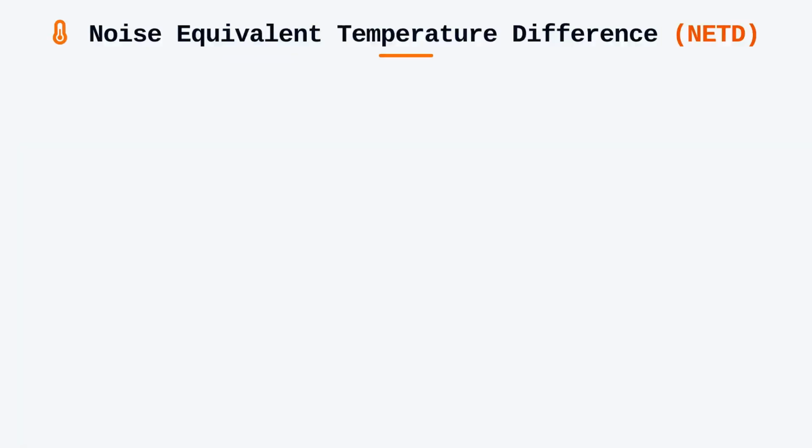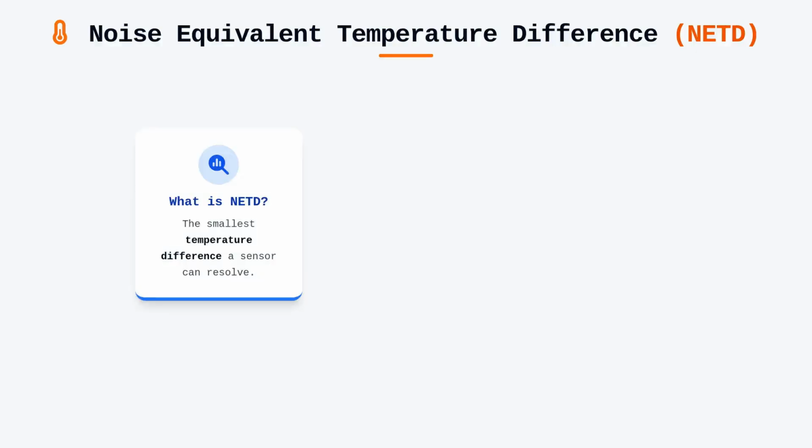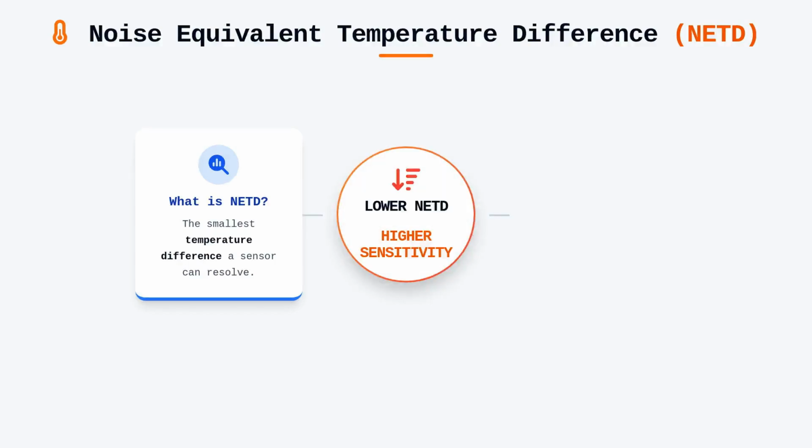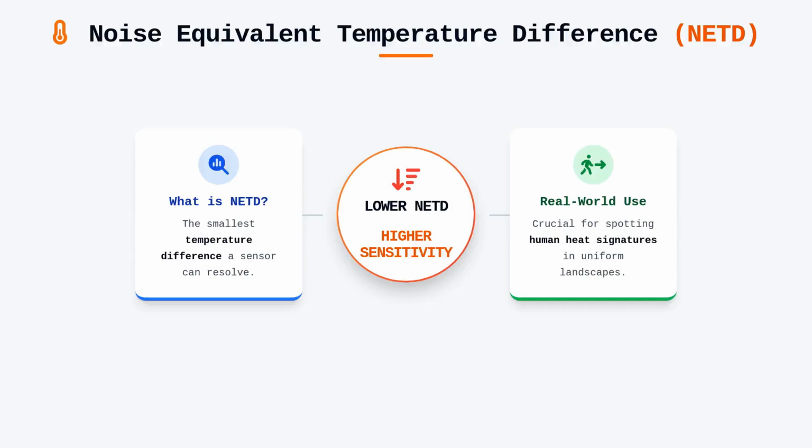To fully appreciate the performance of these sensors, we must discuss a key metric known as noise equivalent temperature difference, or NETD. This value quantifies the sensitivity of the camera by measuring the smallest temperature difference that the sensor can resolve. A lower NETD value implies higher sensitivity, allowing the camera to perceive minor thermal contrasts, even in environments with very low background variance. If you are designing a system for a vast, uniform landscape, a camera with an excellent NETD rating is essential for distinguishing human heat signatures from the terrain.